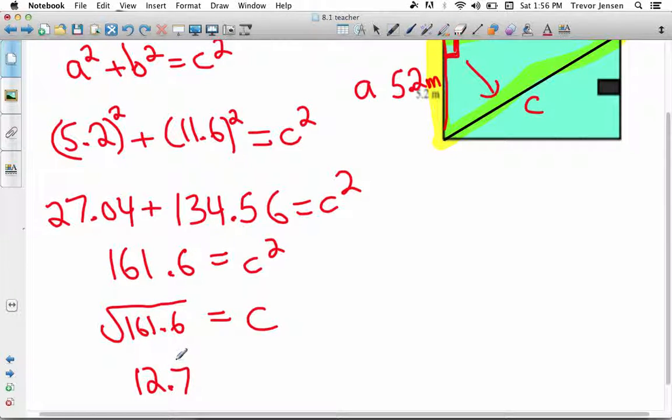12.71219887. I can round that to just 12.7 to the nearest tenth. Remember, tenth means one decimal place. So 12.7. So the length of C is 12.7.